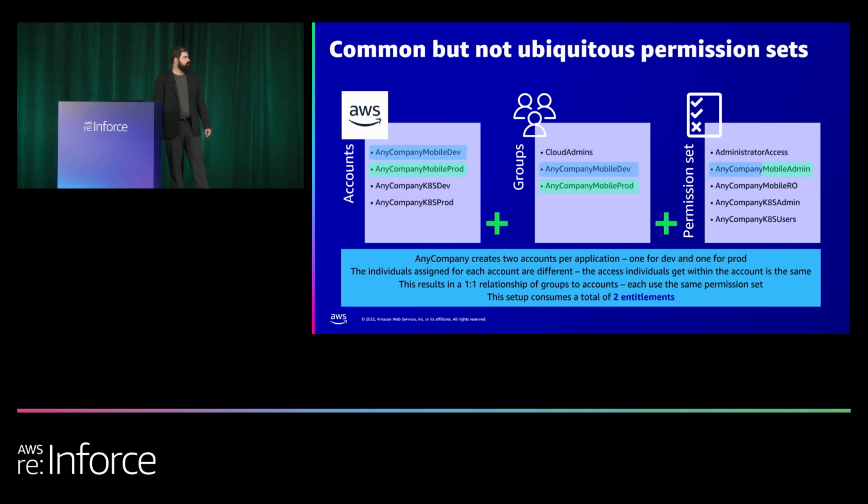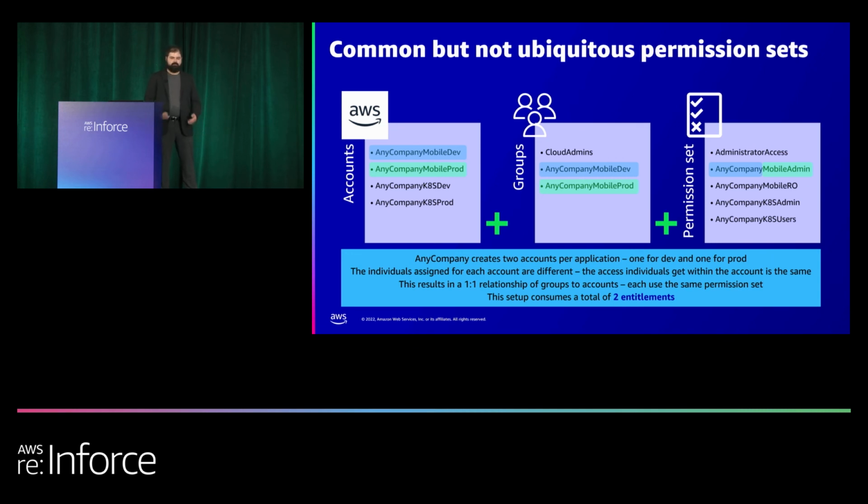And so to provide another example of this, if a company needs to provide administrator access to their mobile application accounts, the accounts are split between dev and prod. Perhaps the administrators are different for each of those. In this case, we have groups that are mobile dev and mobile prod. But the permissions that these groups get are the same. And so in this case, you can see how the permission set is the same. It gets mapped to different groups, which gets mapped to different accounts.